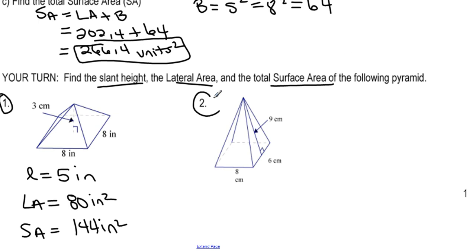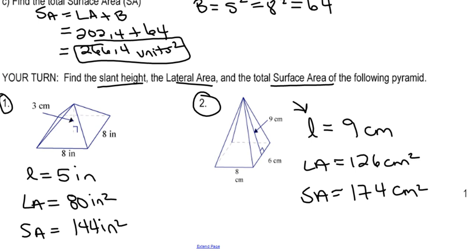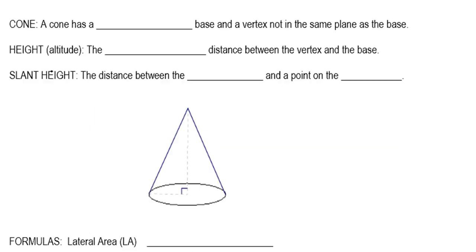We'll try one more time with example 2. Just identify what is your slant height, what is your lateral area, and the surface area. In this case, they have already given us our slant height, so we do not need to use Pythagorean theorem. Alright, we should have gotten slant height as 9 centimeters, lateral area is 126, and surface area is 174. Raise your hand if you need assistance.